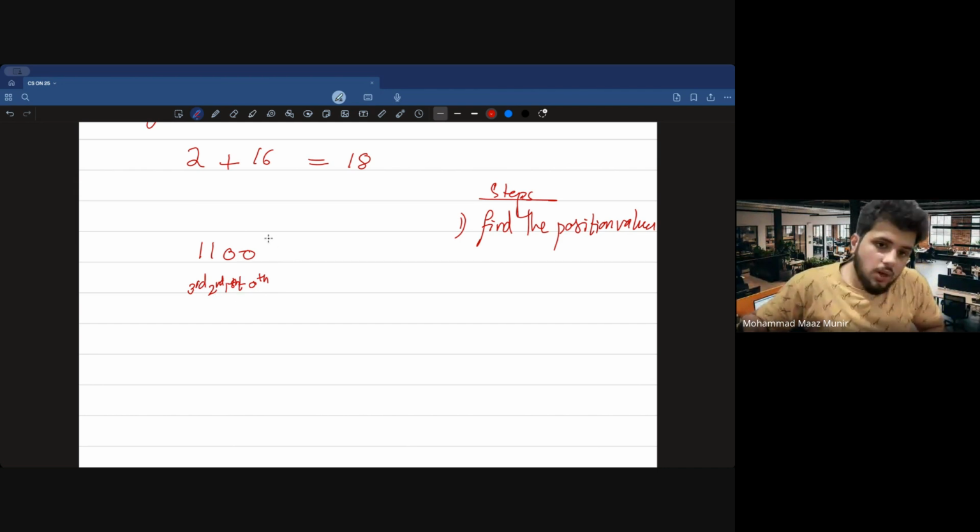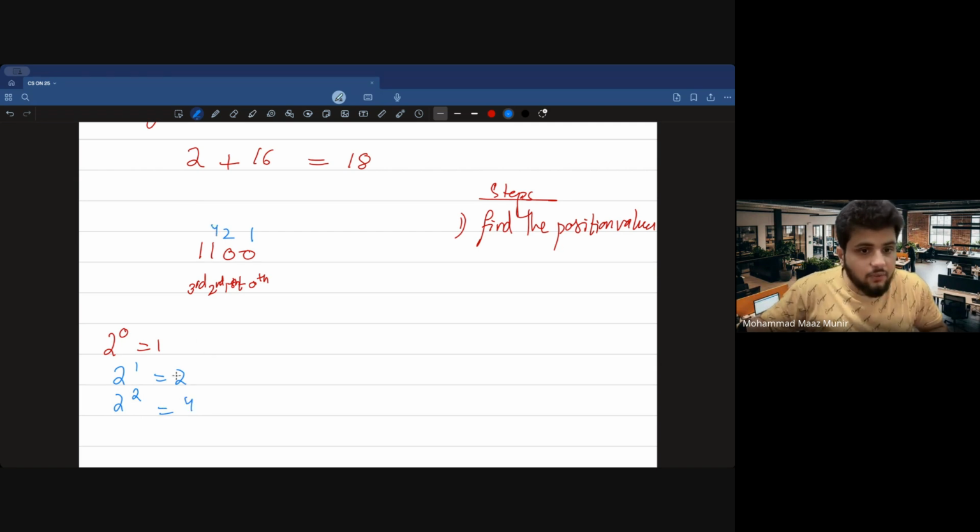Now we need to find the value for the zeroth position. It's going to be 2 raised to power 0, which is 1. So I'm going to be writing 1 up here. Then for the first position, 2 raised to power 1 is 2. For the next one, 2 raised to power 2, which is 4. And finally, for the last one, 2 raised to power 3, which is 8. Now we have this clear.